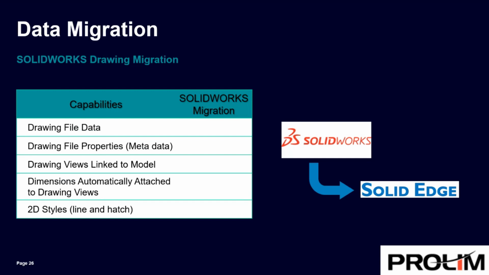And then for the drawings, with the help of the migration tools, we're able to get the drawing file data along with the file properties. Drawing views, which are linked in the models, are also migrated accordingly. We get the 2D styles too. So if we have a view that has a section view or a broken out view or an auxiliary view, all those views are maintained and associated. And then for section views, the hatching style will be maintained from SolidWorks to Solid Edge as well. So that's all supported.